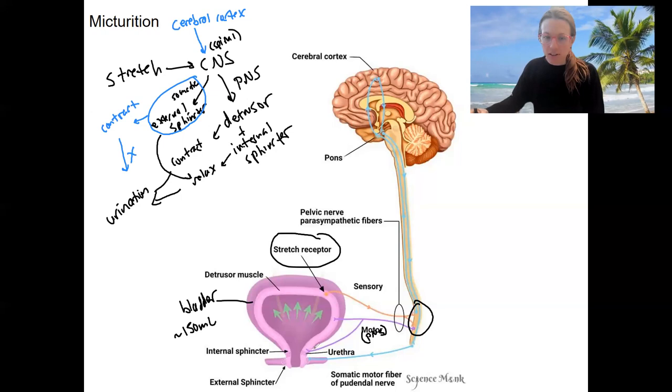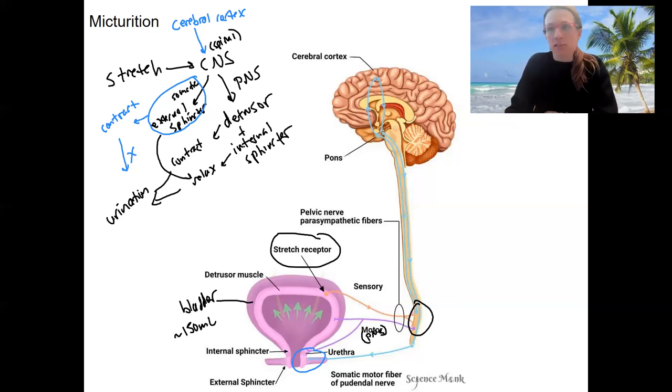This would be our conscious control. Just like the defecation reflex, internal sphincter is part of that actual reflex. And then the external sphincter is skeletal muscle, is allowing for us to have conscious control. Very similar to the defecation reflex. Very nice to have the control overriding these reflexes.